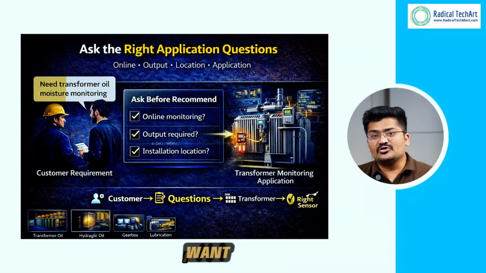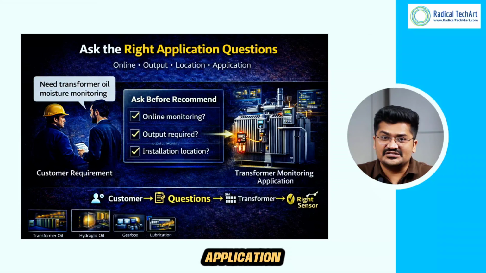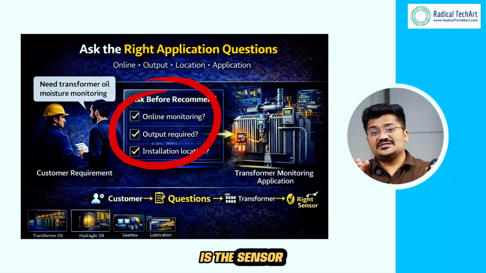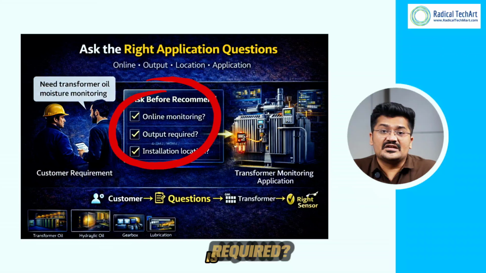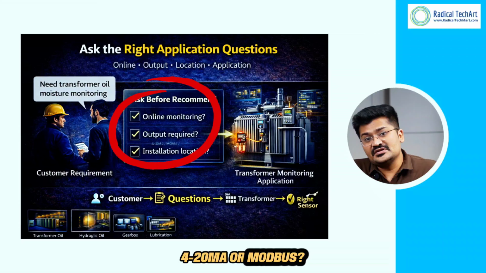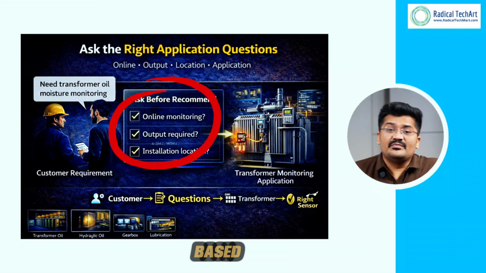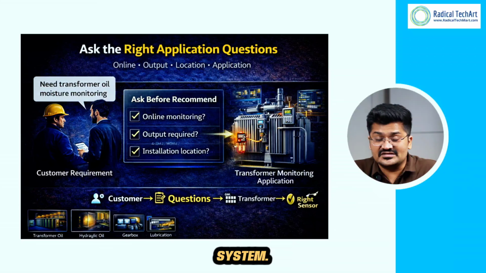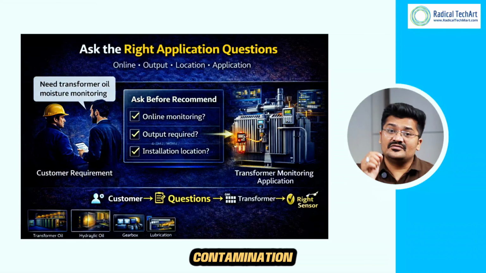Now let's take a practical example. A customer says, I want to monitor the condition of transformer oil. Now, as an application engineer, you should ask a few important questions. Is the sensor required for continuous online monitoring? What type of output is required, 4 to 20 milliampere or Modbus? Where is the sensor going to be installed? Based on this information, you can recommend a suitable moisture in oil monitoring system. This helps the customer to detect moisture contamination very early.